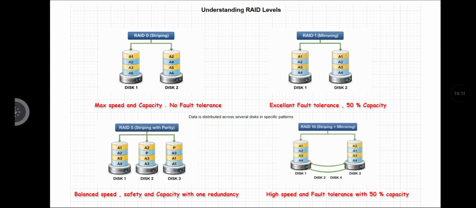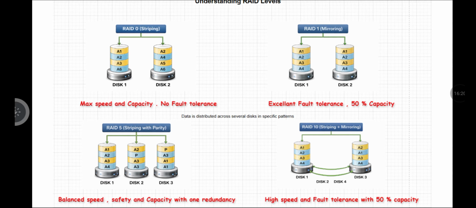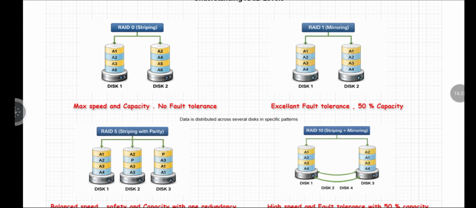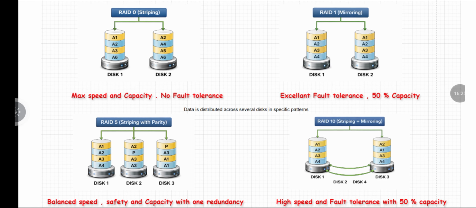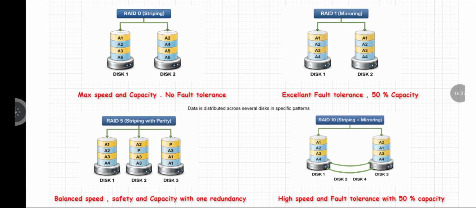So let me zoom in on this one to understand the RAID levels. If you see RAID 0, we discussed just now, it is for striping. By this we can achieve maximum speed and capacity, but there is no fault tolerance in RAID 0. And if you see RAID 1, it gives excellent fault tolerance and 50% capacity.